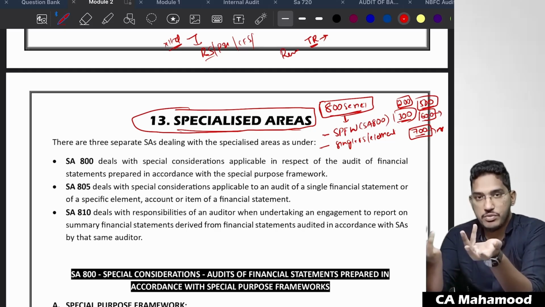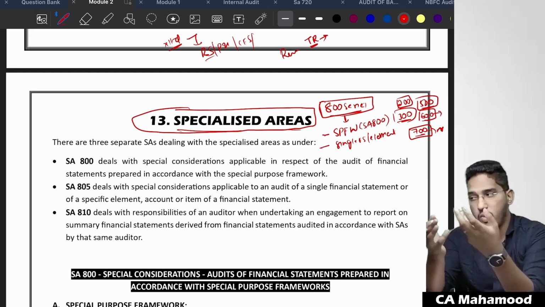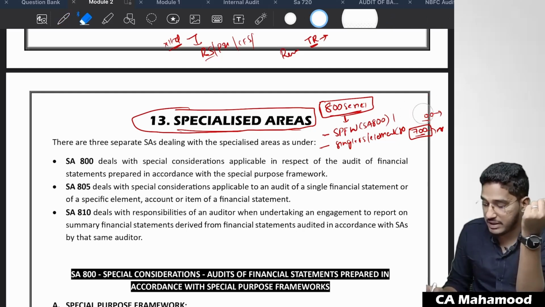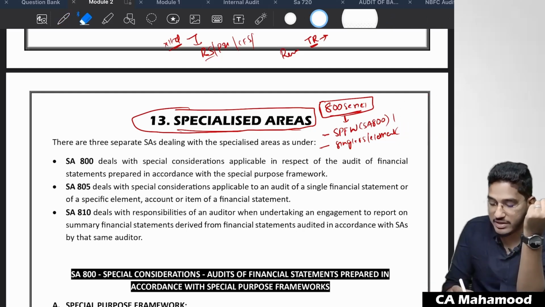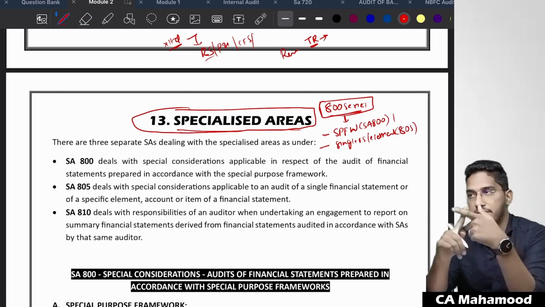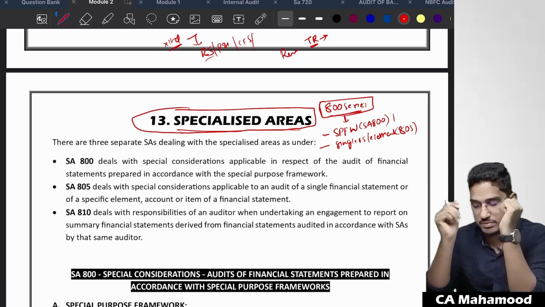In that case, how you have to take up such assignments, how your audit report should be, what precautions you have to take, what procedures you have to perform, what guidelines you have to follow. That guidance has been given under SA 805. SA 805 talks about how to conduct audit of a single financial statement or a component or an element or account of a financial statement.